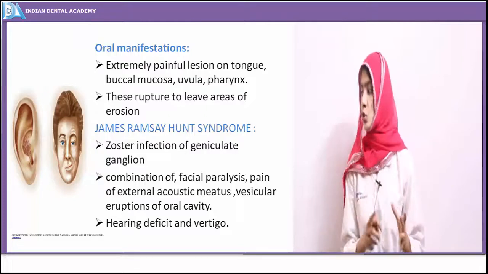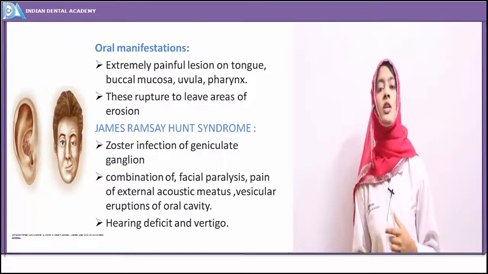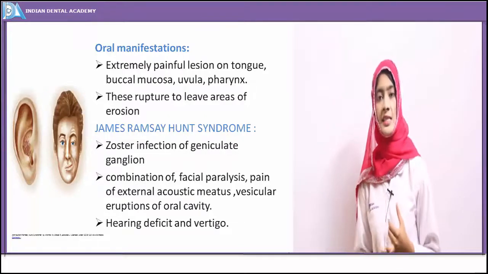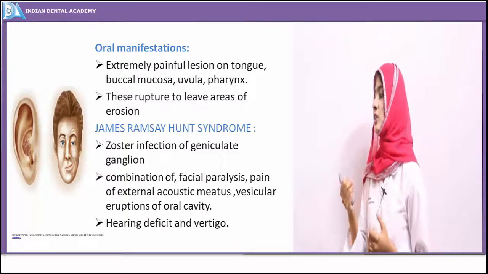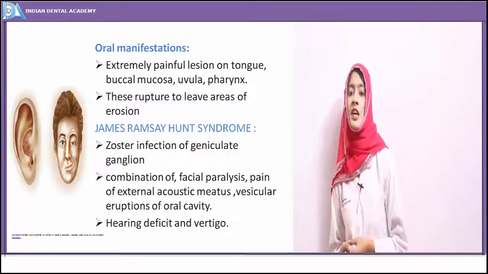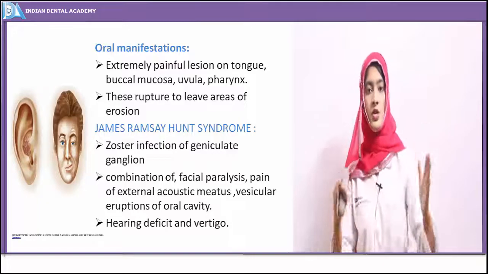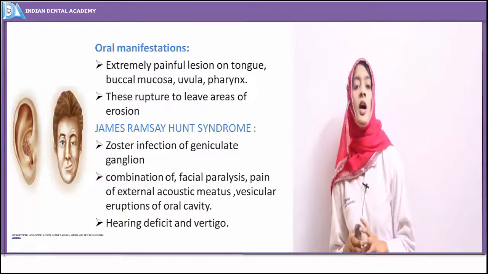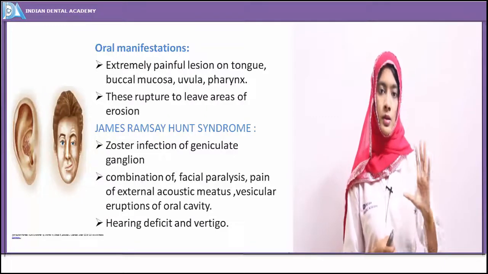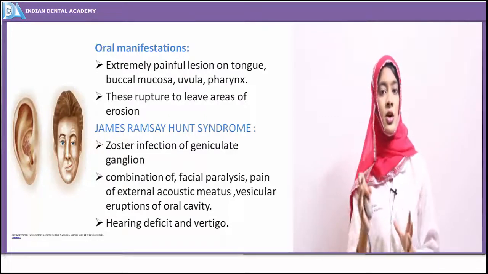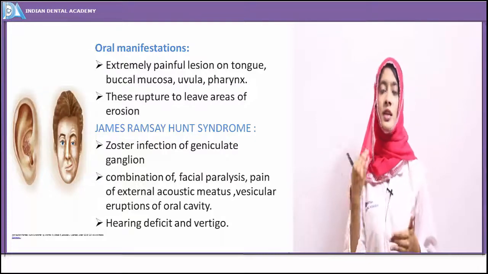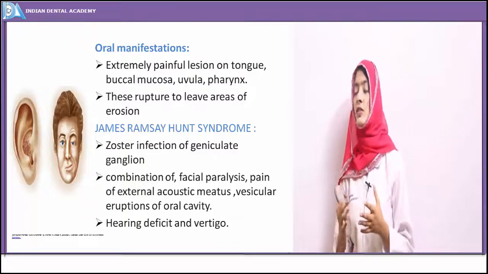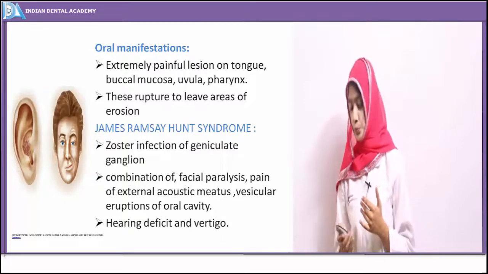Here, along with the zoster infection of the geniculate ganglion, you can see facial paralysis and pain in the external auditory meatus along with the vesicular eruptions. The combination of these three features is nothing but the James Ramsay Hunt syndrome, and because it affects the ear ossicles or the auditory ossicles, hearing deficit is present along with tinnitus or vertigo.